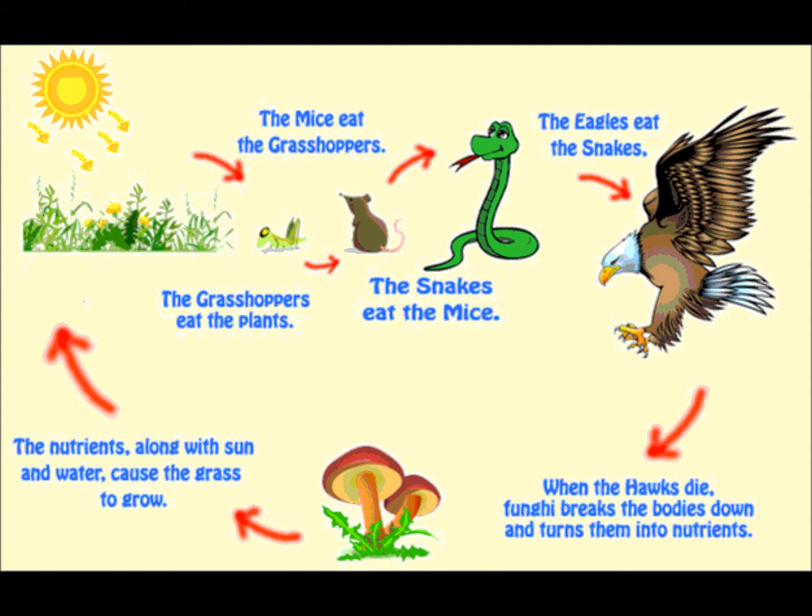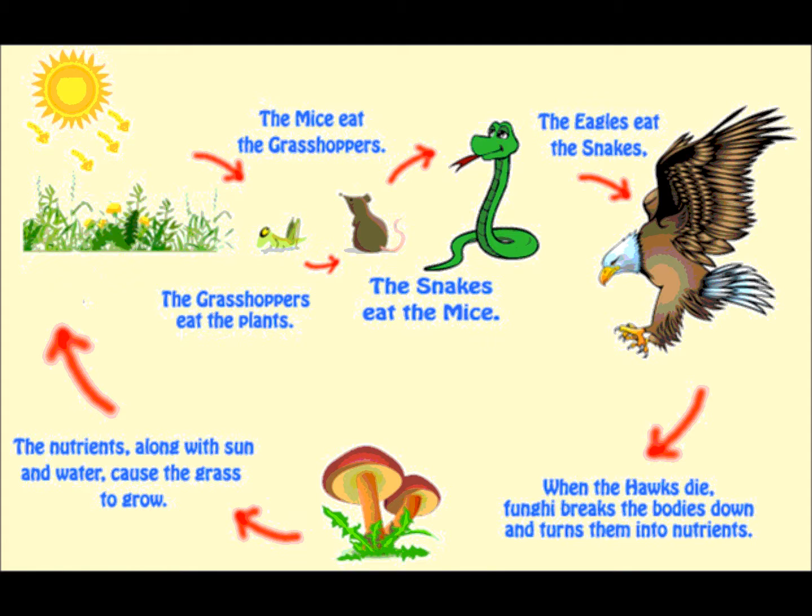Then, this energy which the grass has is consumed by the mice and the grasshoppers, which are the primary consumers, and those are herbivores. Then, these primary consumers are consumed by the secondary consumer, which is represented by the snake. Why? Because the snake eats the mice. Then, the tertiary consumer consumes the secondary consumer. And here, the tertiary consumer is represented by the eagle, because the eagle eats snakes.